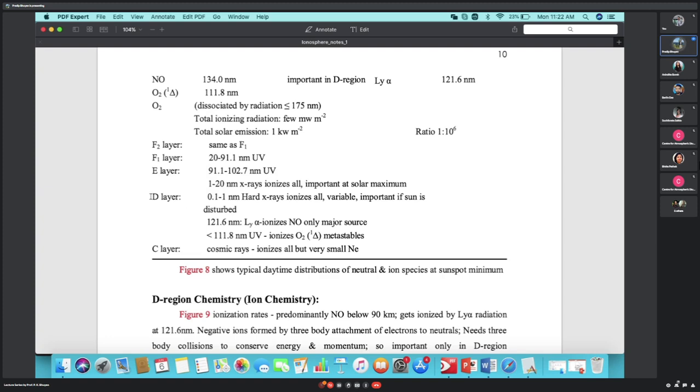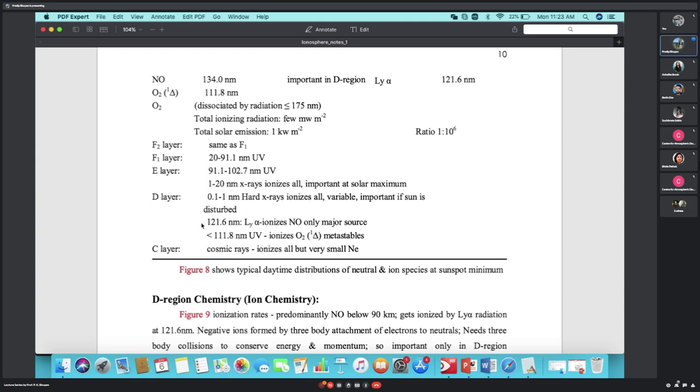What happens in the D layer? You have still harder X-rays, from 0.1 to 1 nanometer. That means 1 angstrom to 10 angstrom. Only within this range, very hard X-rays ionize all, variable, important if the sun is disturbed. Normally during disturbed periods, these hard X-rays are produced, and they can produce ionization in the D layer.